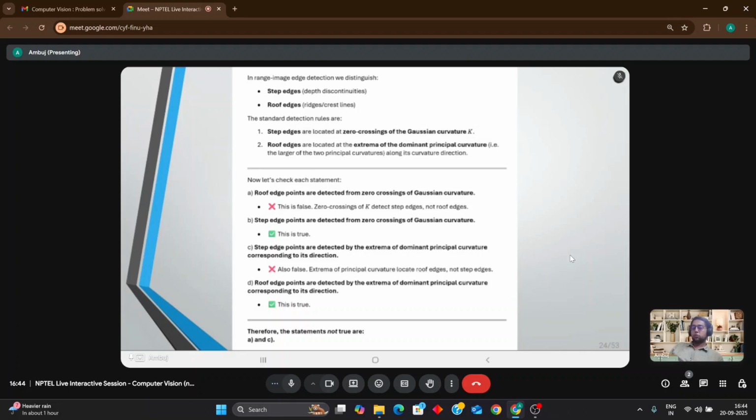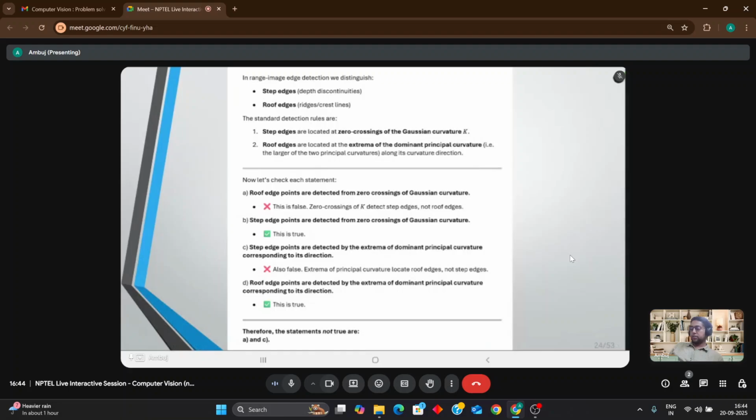Then D: roof edge points are detected by the extreme of dominant principal curvature along its direction. Yes, the statement is true. Therefore, the statements which are not true are A and C, and which are true are B and D.